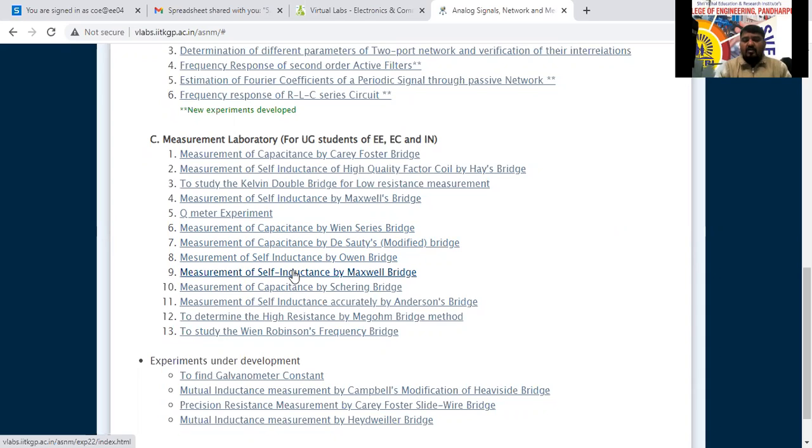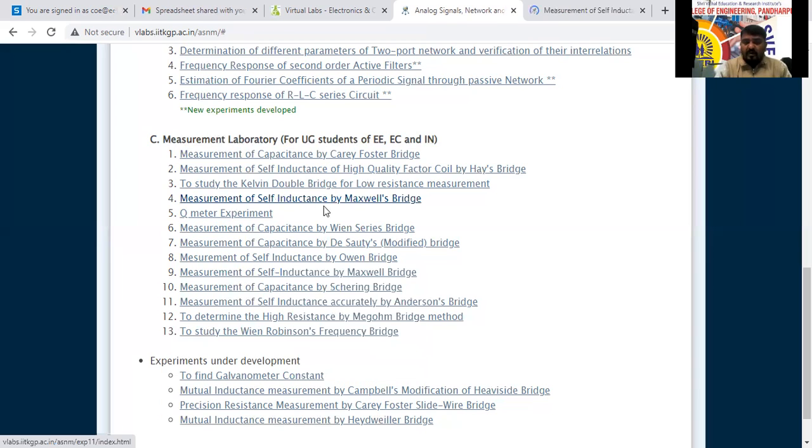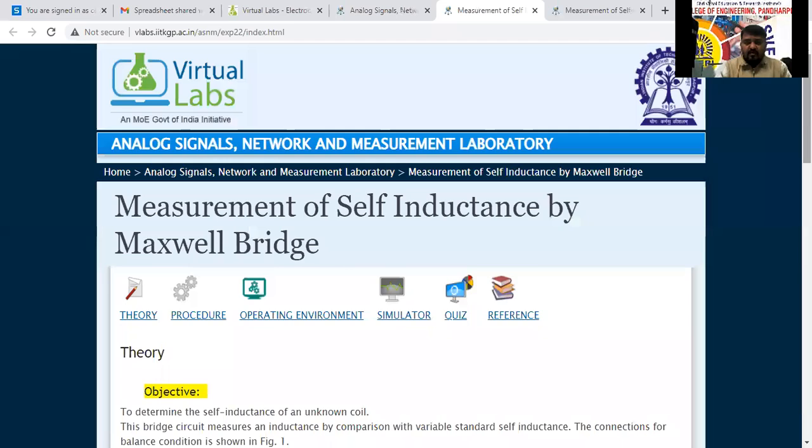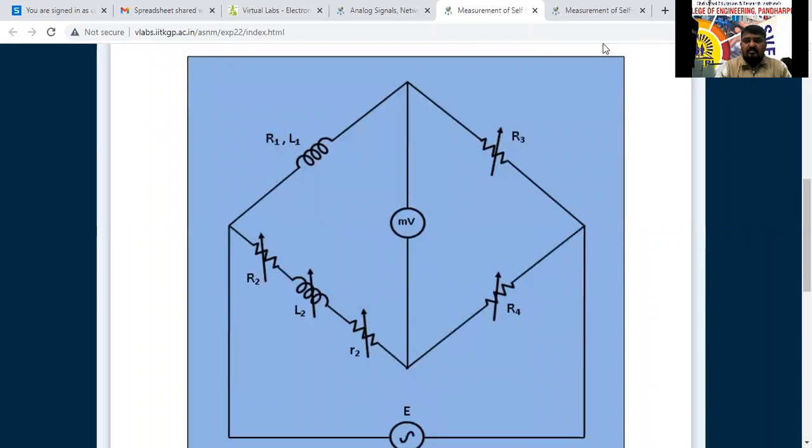They have given 2 bridges. In these 2 bridges, what you have to do? One bridge is the Maxwell inductance bridge, another one is the Maxwell inductance and capacitance bridge. I will open both in a new tab. Today we are going to discuss only the Maxwell inductance bridge. This is the Maxwell inductance bridge here now.